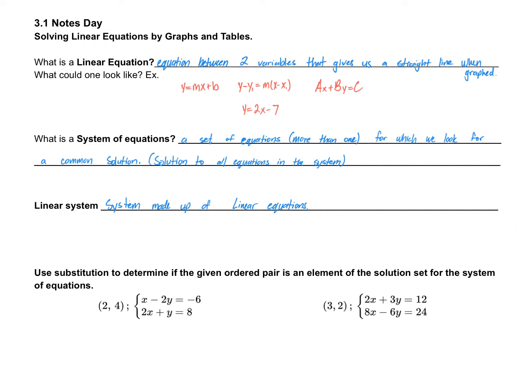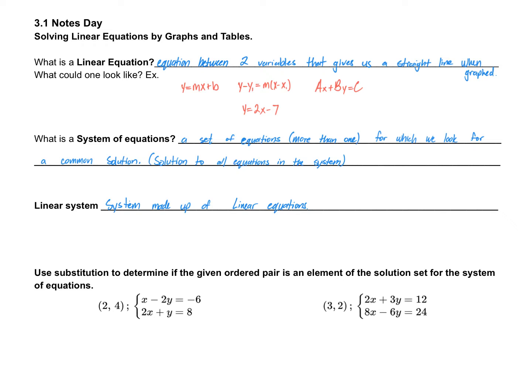So you might see y equals mx plus b, that's our basic slope-intercept form. y minus y1 equals m times x minus x1, that's our point-slope form, which when we reduce turns into slope-intercept form. And lastly, standard form, we have ax plus by equals c. Again, all of these are raised to the first power, so they will give us a straight line.